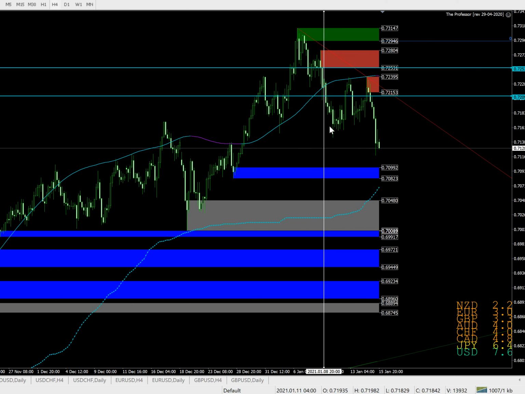So that was a real nice move, real clean, straightforward, and a nice little 50 pip gain. Potentially more, depending how you trade this.